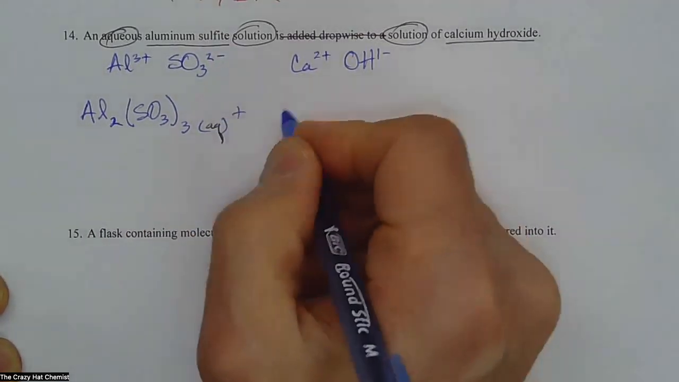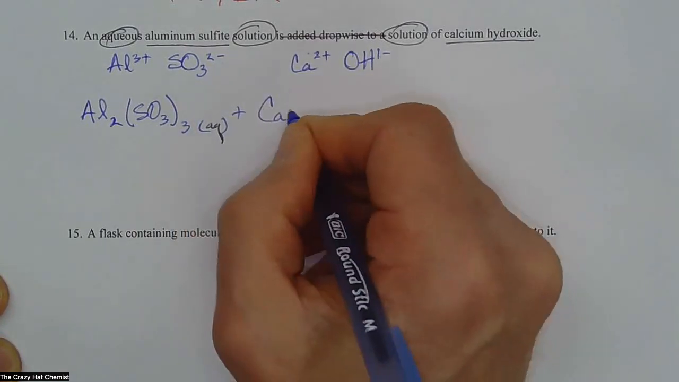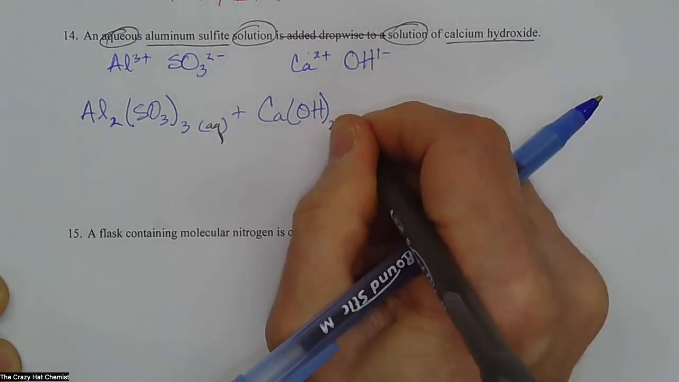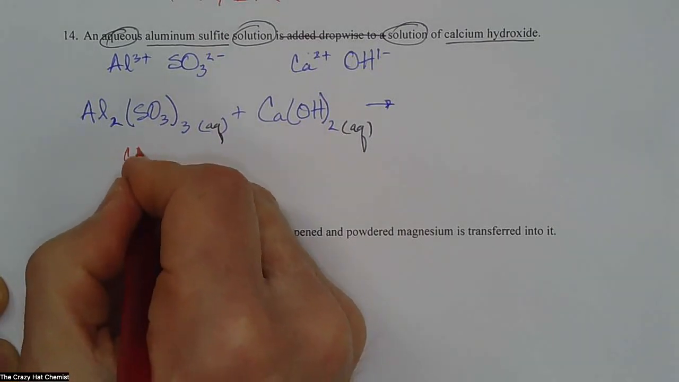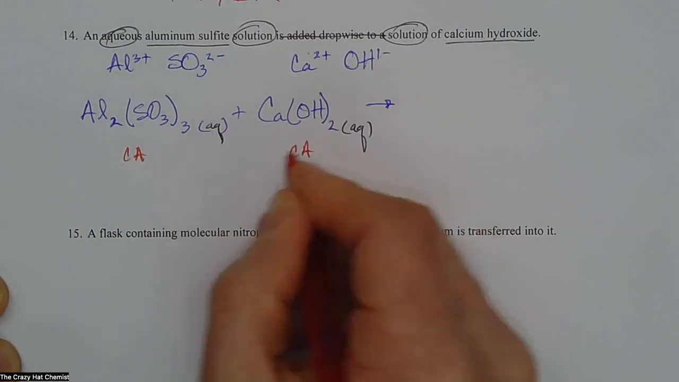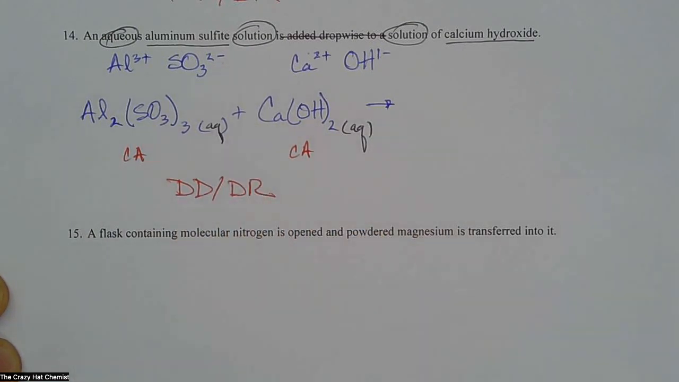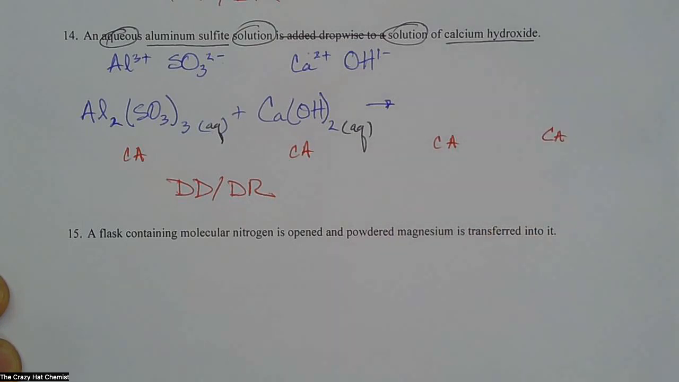Okay, plus calcium hydroxide, absolute value of these two numbers, take the bull by the horns, that's Ca(OH)2, and that is again a solution, so this is aqueous. Type of reaction: this is a cation anion, and that is double displacement, double replacement, characteristic of that. So I will get cation anion and a cation anion over here.